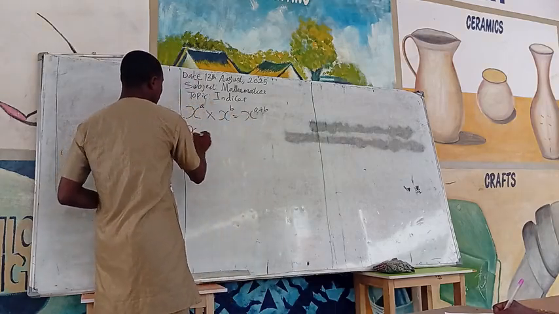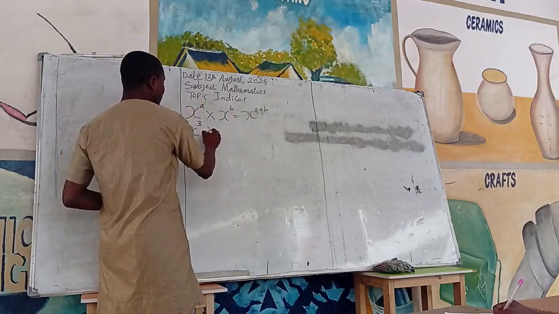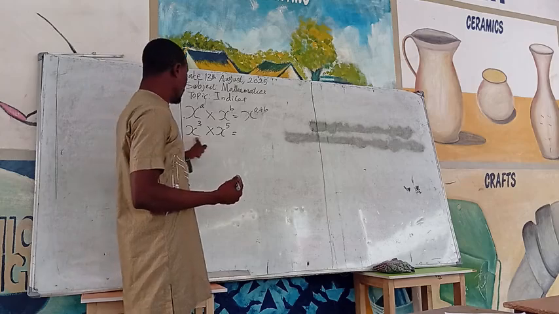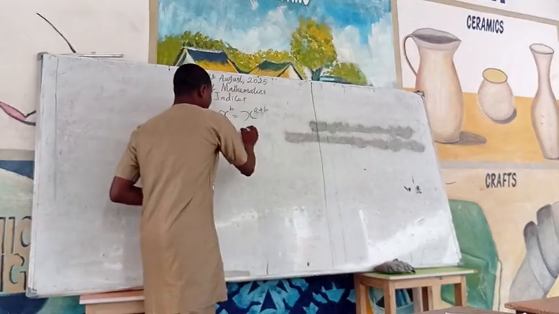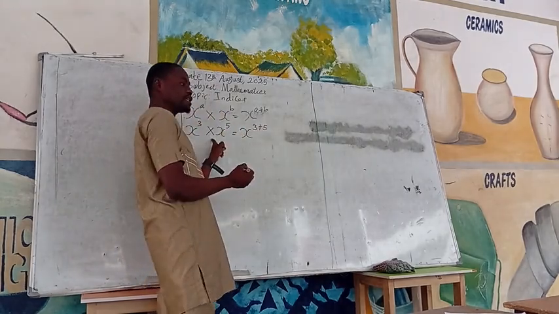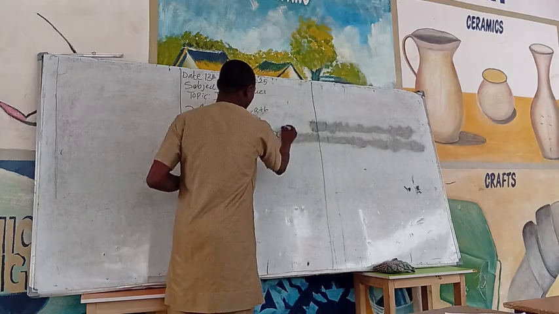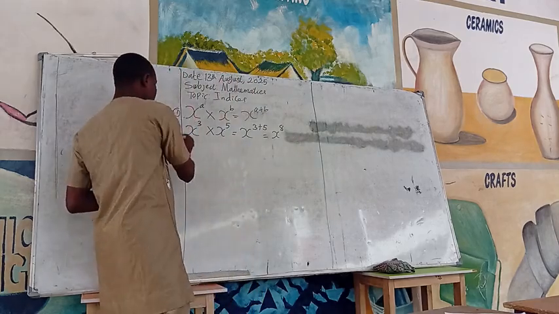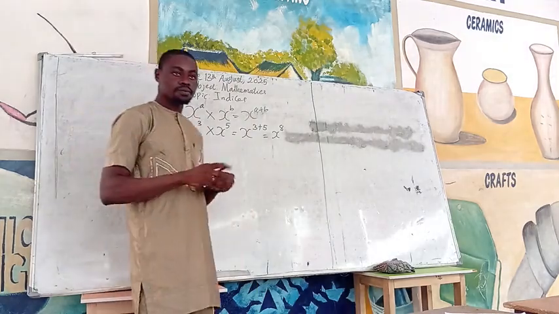Also, if you have x raised to power 3 times x raised to power 5, what you are going to do is pick x as common, you have x to the power 3 plus 5 because of the multiplication, which is equal to x raised to power 8. That is the first law of indices.